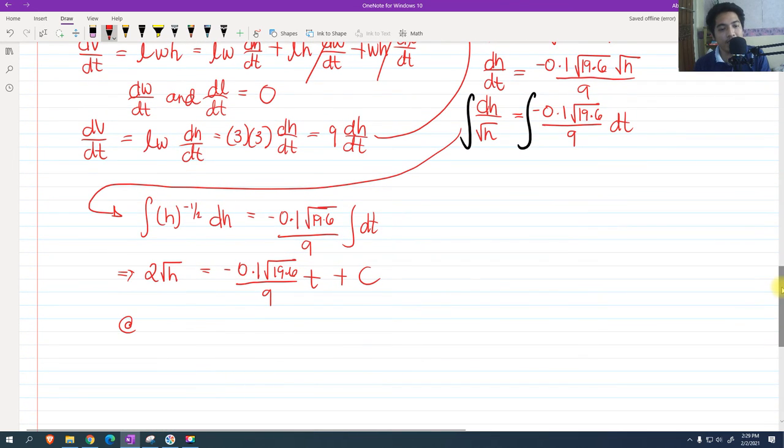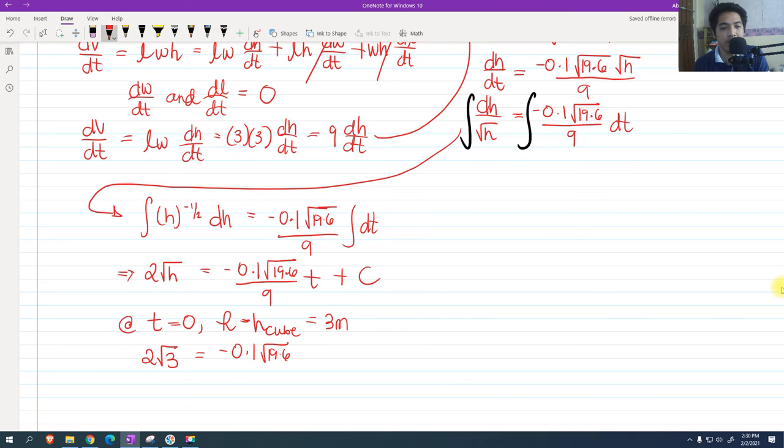So now, at its initial state, meaning time equals 0 when the water is about to drain, the height of the water is equivalent to the height of the cube, which is 3 meters. So I can substitute h as 3 meters here in our equation. That should be 2 square root of 3. And then substitute t equals 0, so to find the value of c.